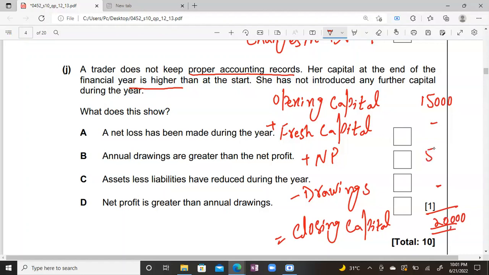So it means that the net profit, for example, is 5,000. So net profit is greater than annual drawings. So this is your answer. It cannot be a net loss because the opening capital is less and closing capital is more. If annual drawings are greater than the net profit, again the closing capital will go down. Assets less liabilities have reduced during the year. So no. The correct answer is that net profit is greater than annual drawings.